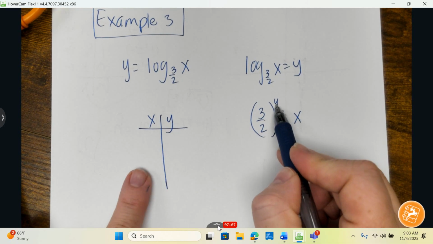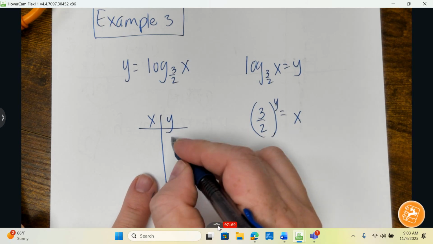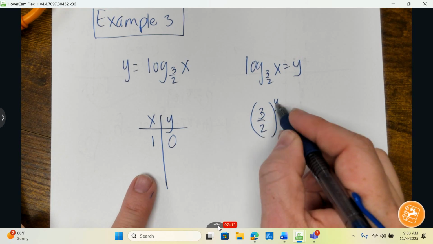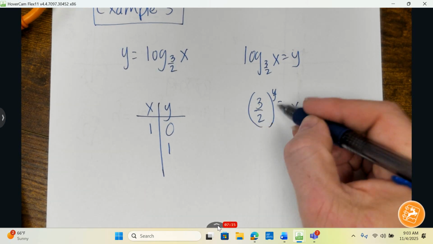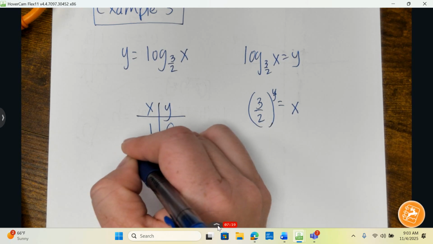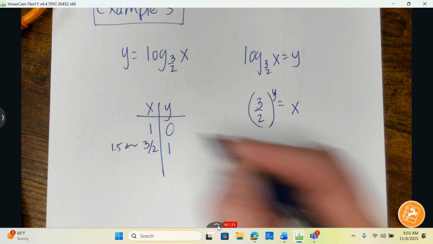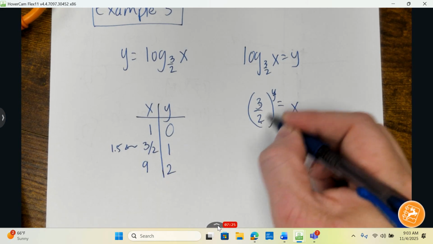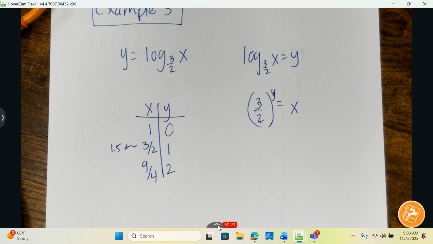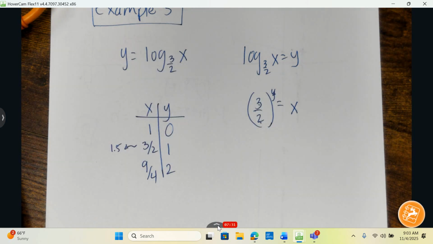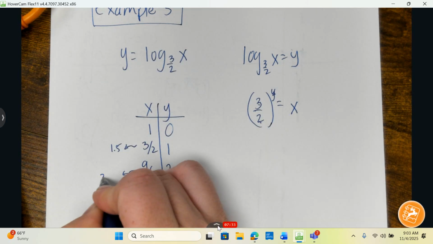So I'm going to start with plugging in 0. So 3/2 to the 0 is 1, because anything to the 0 power is 1. Let's plug in 1. 3/2 to the first power is itself. By the way, 3/2, just so you know, is like a 1.5. Now, if I square this, 3 squared is 9, and 2 squared is 4. And we could grab that calculator and look at that. 9/4 is approximately 2.25.